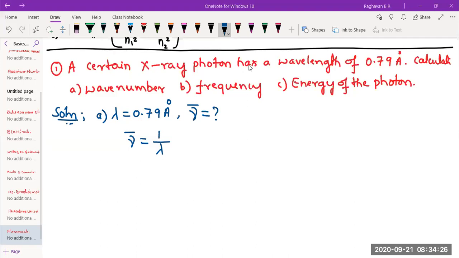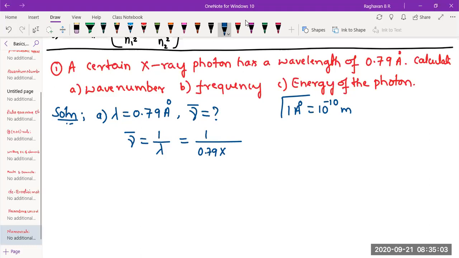I think somehow it is getting muted. Sir, the answer is 1.265822. Okay, so you can convert that into meters, because generally wave number is expressed in per meter. Per Armstrong you can also do, but that is not the usual practice. So what is 1 Armstrong? 10 raised to minus 10 meter. This is the conversion required.